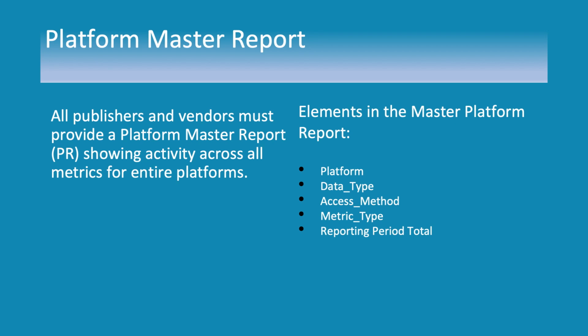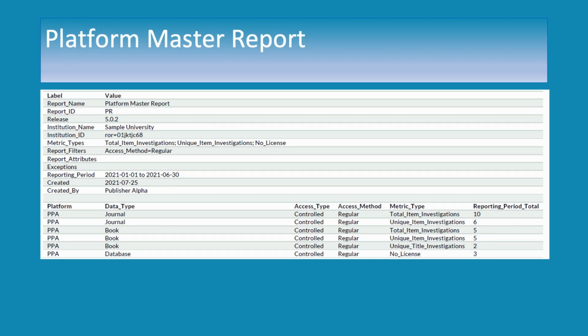All publishers and vendors must provide a platform master report showing activity across all metrics for entire platforms. PR is a compact report that includes the 5 elements shown here, each in a separate column, plus monthly breakdowns. This example PR has been generated for Publisher Platform Alpha, covering the period from the 1st of January to the 30th of June 2021 for Sample University.